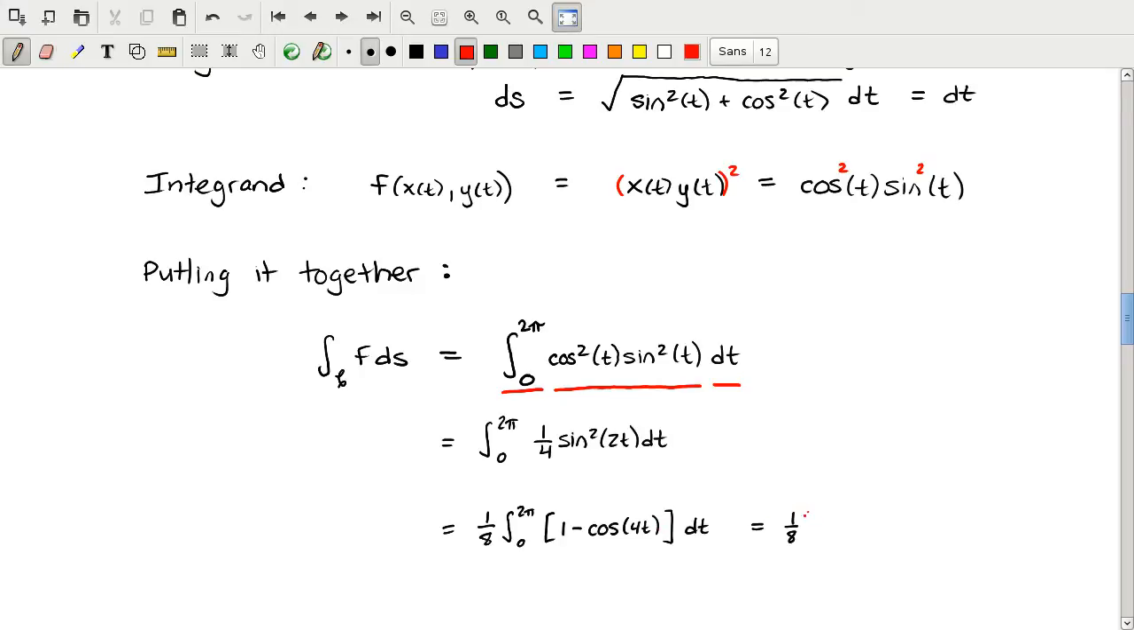The integral of this object from 0 to 2 pi is going to be 2 pi over 8 for the first part. Negative cosine will integrate to negative sine, and sine of 0 is 0, and sine of 8 pi is 0, so there'll be no contribution from this part of the integral. So this just becomes pi over 4.